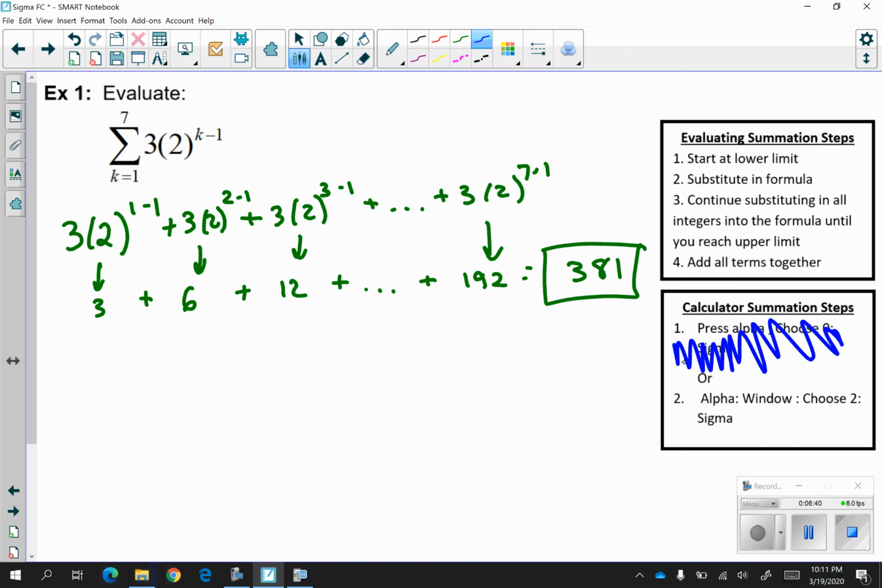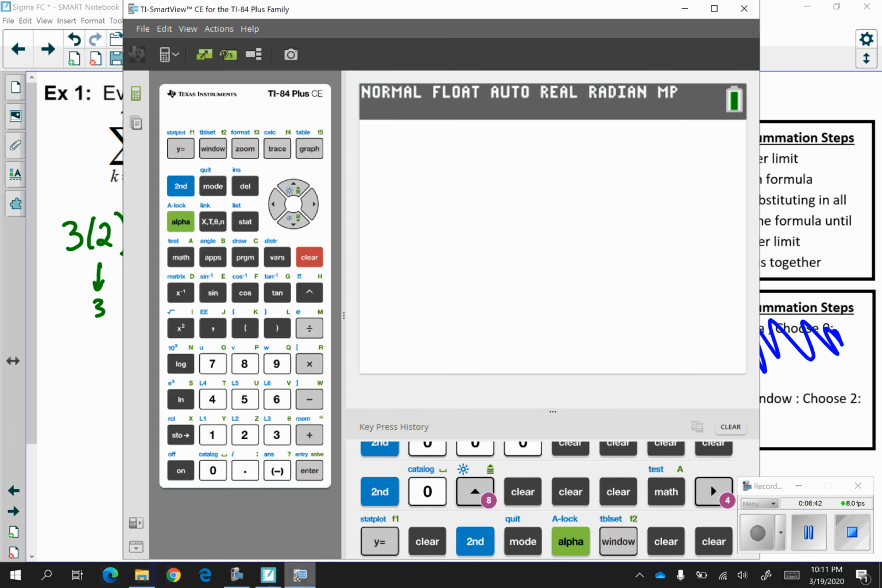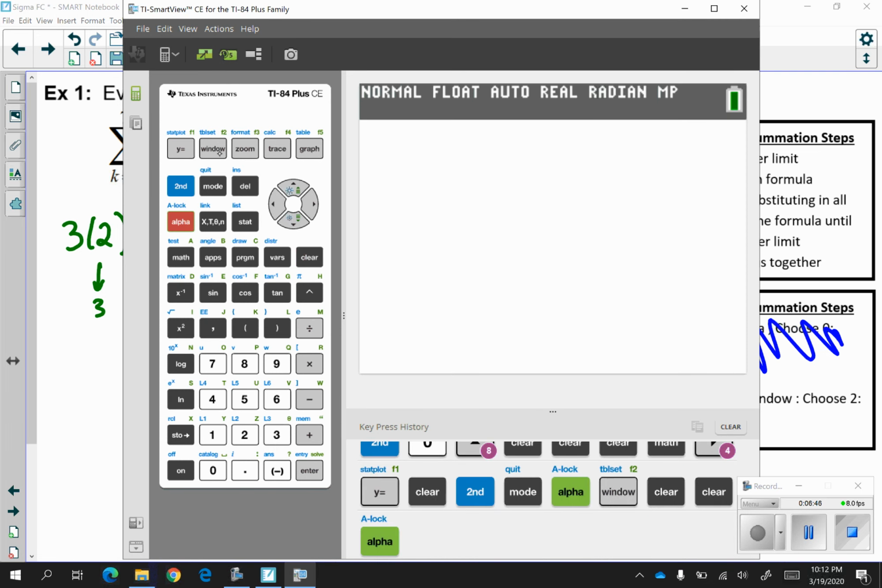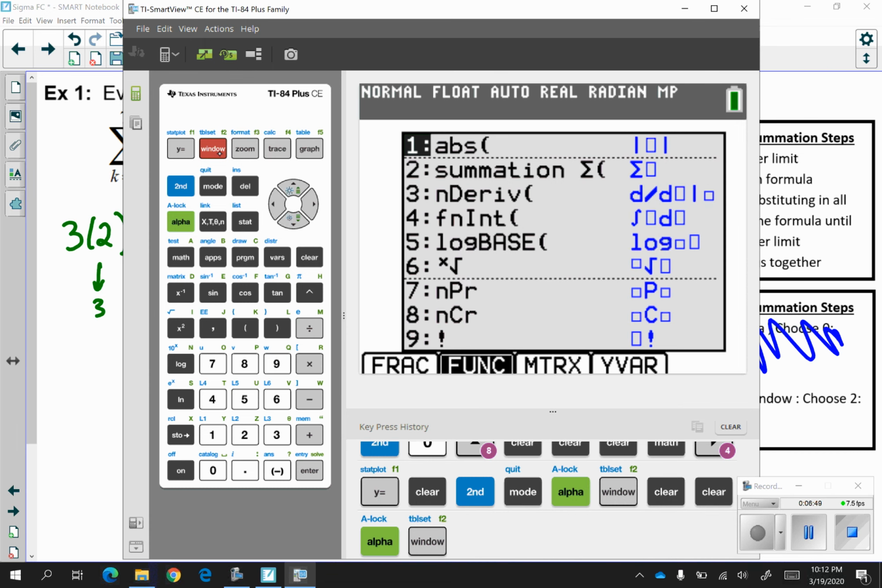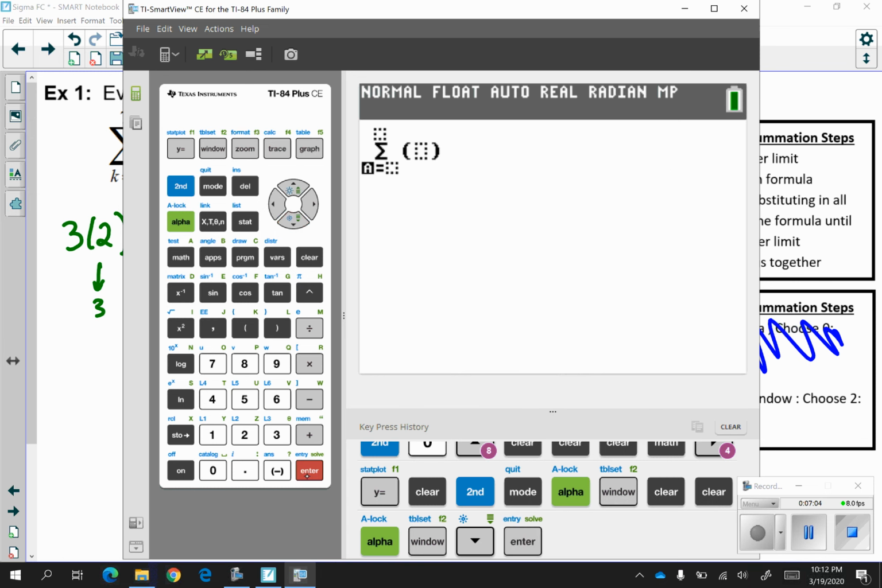Ignore this part. We're going to use the second option. So in order to get sigma, we're going to do alpha window, which is where we usually go for things. It has absolute value, it has log base, it has whatever root you want to take. And if you notice, choice 2 has the summation formula. So we're going to hit alpha window, choice 2, summation.